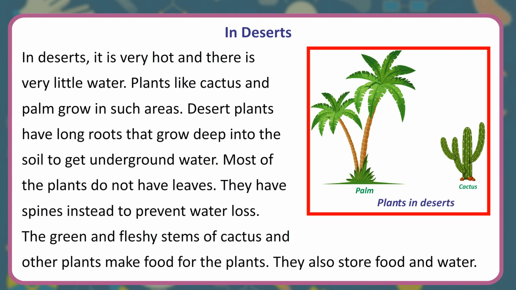In deserts, it is very hot and there is very little water. Plants like cactus and palm grow in such areas. Desert plants have long roots that grow deep into the soil to get underground water. Most of the plants do not have leaves. They have spines instead to prevent water loss. The green and fleshy stems of cactus and other plants make food for the plants. They also store food and water.